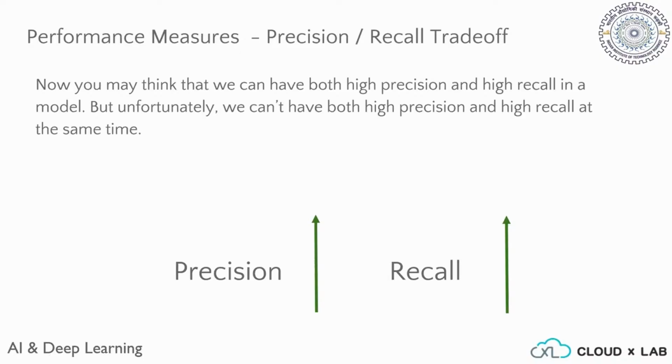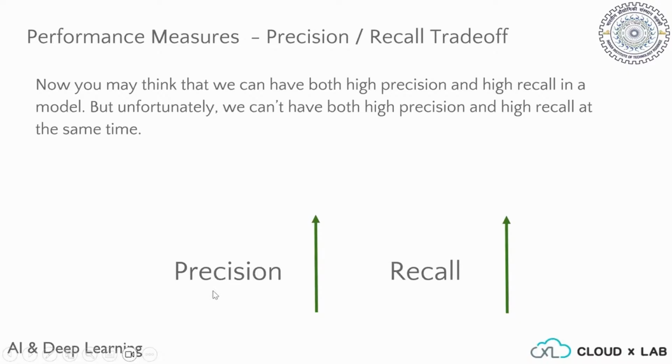So now you may think that we can achieve both high precision and high recall for a model, but unfortunately, there exists a trade-off between precision and recall, right? If we try to increase precision, recall will reduce, or if we try to increase recall, precision will reduce, right? So we cannot achieve both high precision and high recall at the same time.